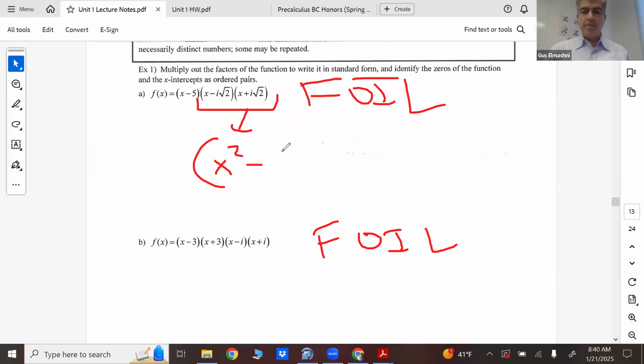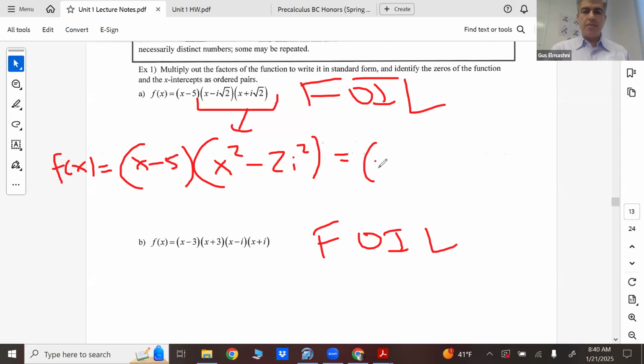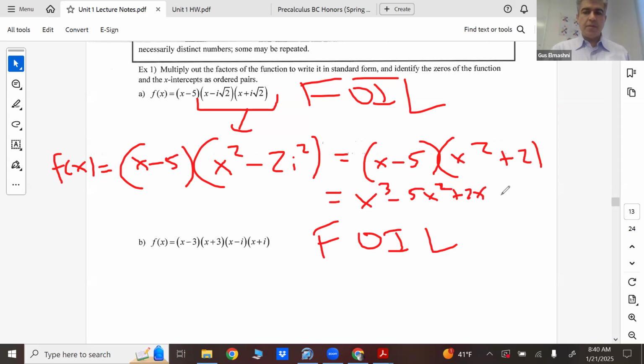Okay. And of course, it's x minus 5. In standard form means you have to go a little more. You should get that. That's a plus 2x, by the way. My handwriting sucks. Sorry about that. Is that a little better?